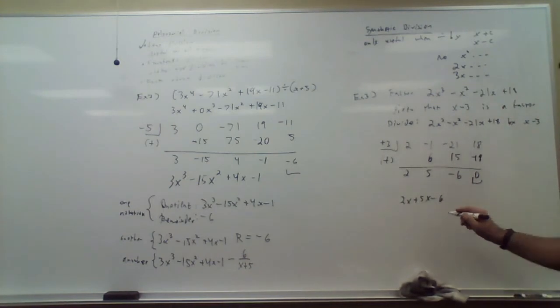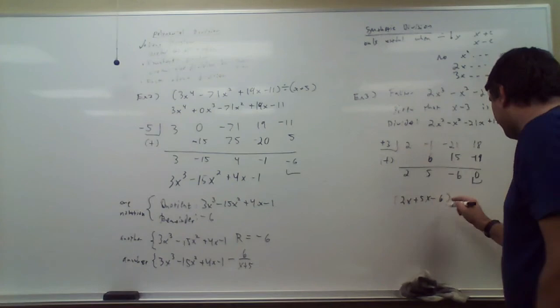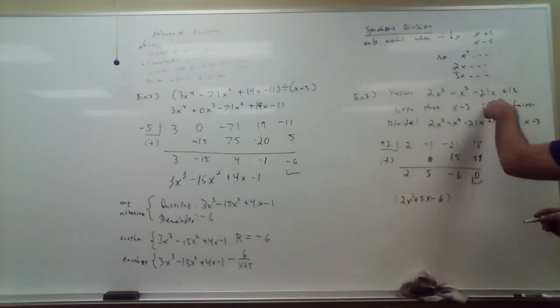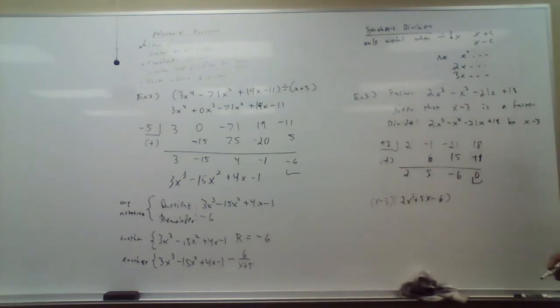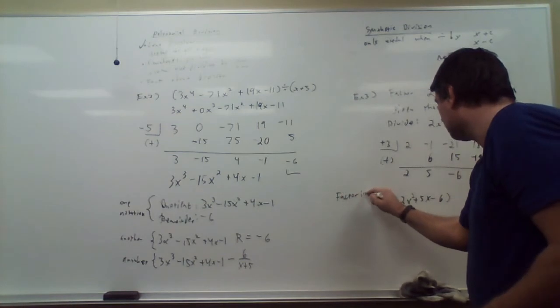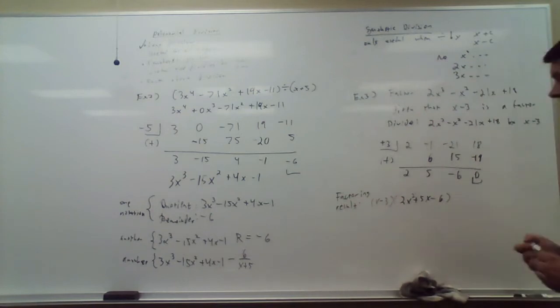Okay, so the factors are going to be the quotient, 2x squared plus 5x minus 6, and the x minus 3. Okay? And factored. Factoring result. Again, remember, this wasn't a straight division problem. It asked you to factor. Okay?